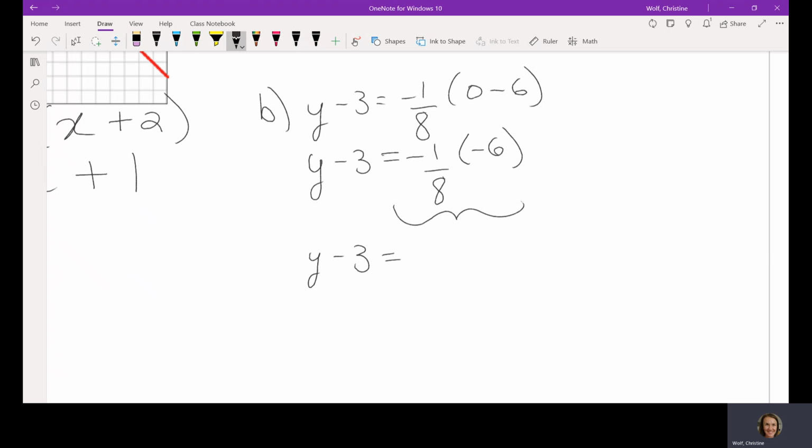Now, just a little reminder, you guys, when you're multiplying, we have to remember that this negative 6 is actually over a 1. So when you multiply, you start by multiplying just the top guys together, which would be positive 6, right? Negative 1 times negative 6. And then you multiply the bottom guys together, which would be 8. Now, our goal is to isolate y, right? I want to know what does y equal. So I'm going to add 3 there to make that go away.